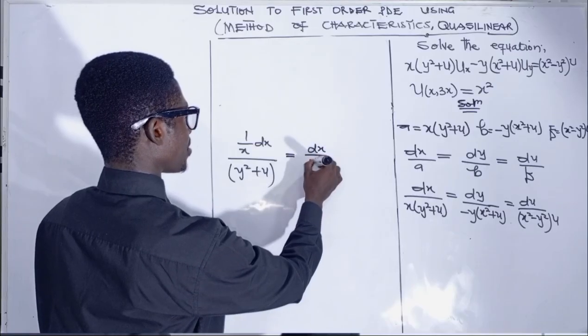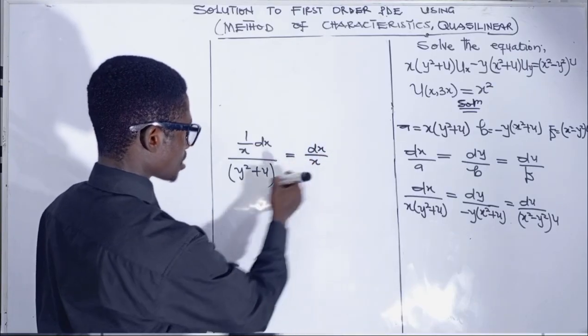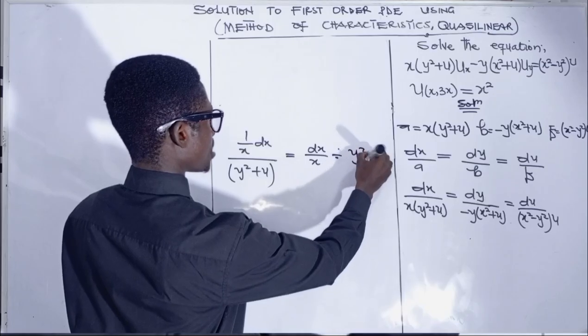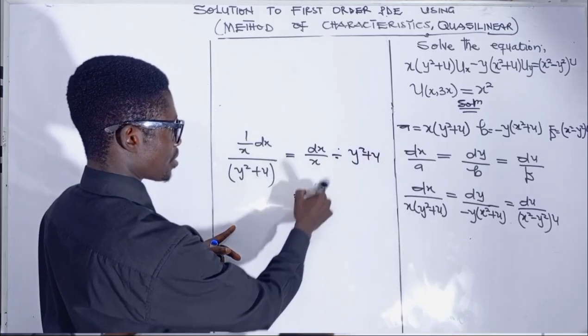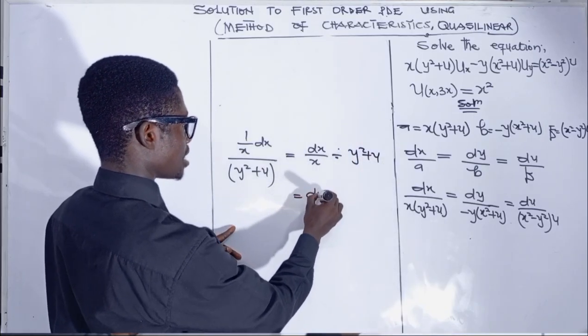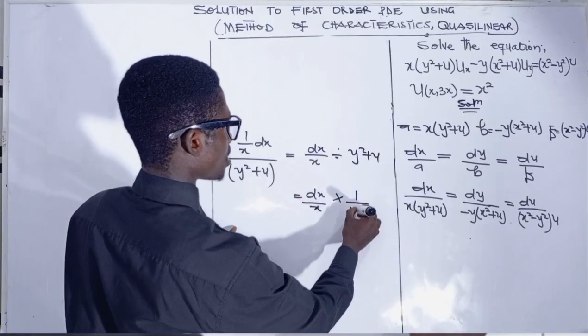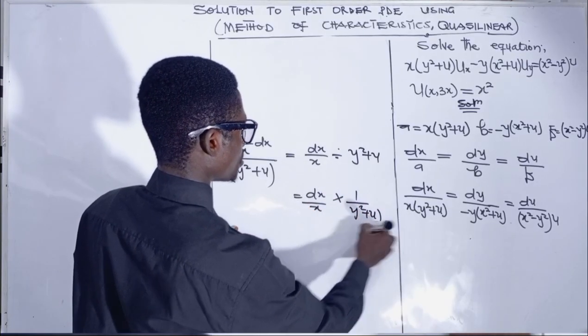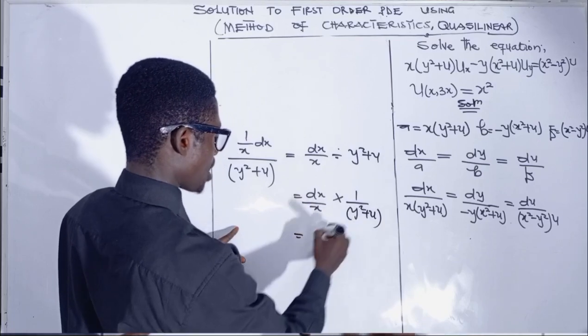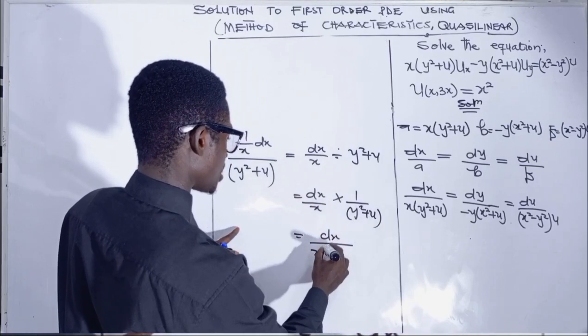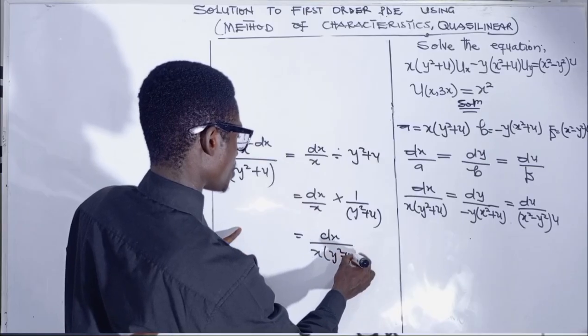dx all over x, and this is divided by that. So we can write it as 1 divided by y squared plus u. Now we know that with this, we can write it as dx all over x times 1 all over y squared plus u. So when we multiply, we are going to get dx all over x multiplying y squared plus u.